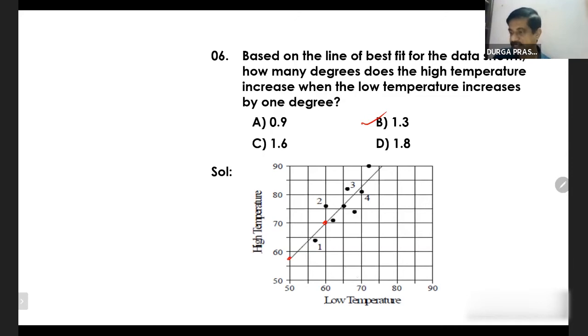There we have taken 60 to 70. Instead of that, I'll take 50 to 60. At 50, it is approximately 57, and here it is 70. So the high temperature difference is 70 minus 57, divided by the low temperature difference, which is 10. So this is 13 by 10. That is a 1.3 difference. So that's what we are getting: option B. Instead of taking 60 to 70, at 70 it is somewhere around 82 or 82 and a half approximately, and at 60 it is 70.